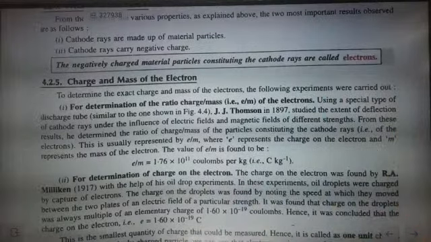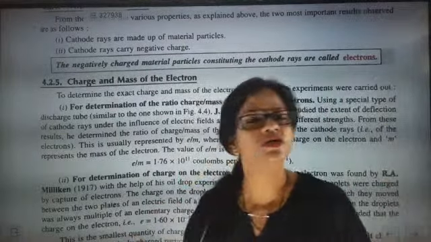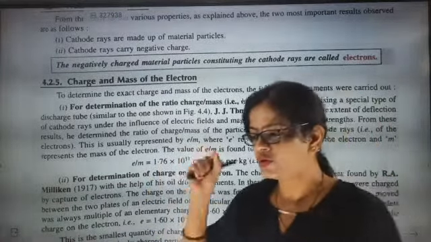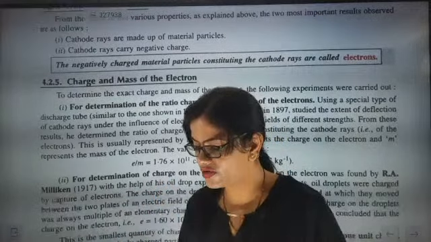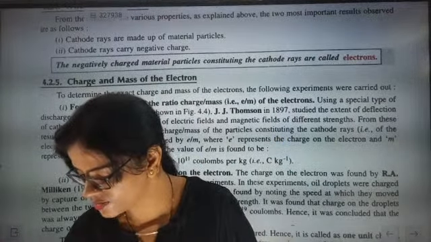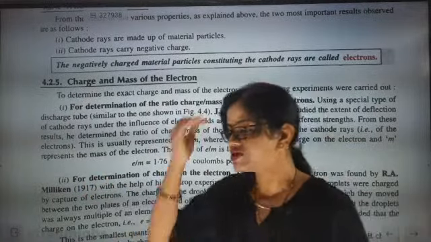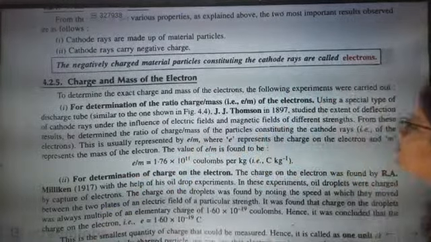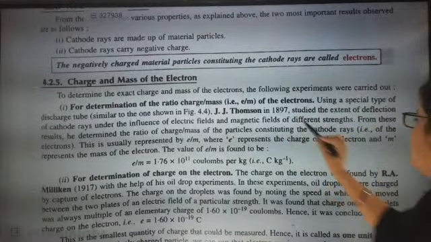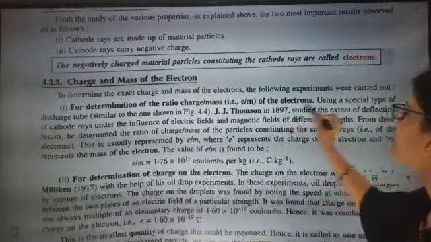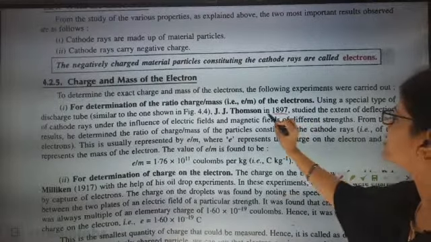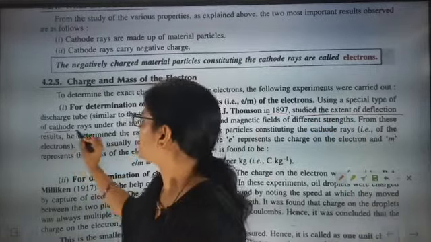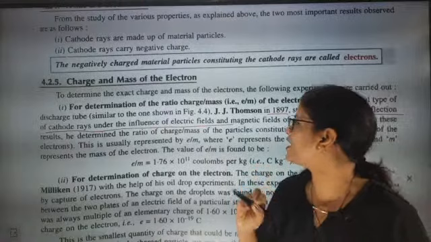It was done by J.J. Thompson, and he used a special type of discharge tube to get charge by mass. A special type of discharge tube he used to get charge by mass. Okay, now what did he do? Which year did he do this experiment? In 1897. He studied the extent of deflection of cathode rays under the influence of electric and magnetic fields.